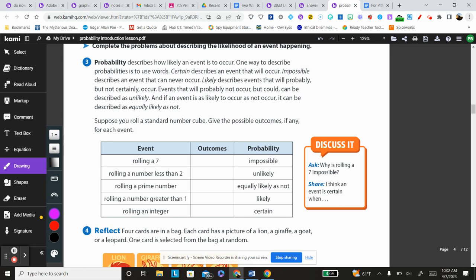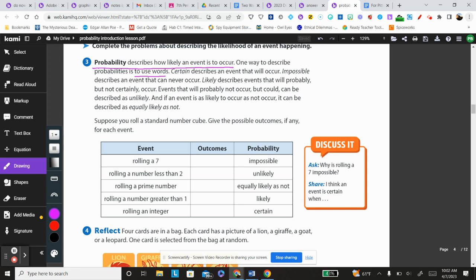All right, probability, underline this. Probability describes how likely an event is to occur. Is it likely? Is it not likely? Is it equally likely? Is it impossible? Okay, everybody with me? One way to describe probability is to use words. Next week, instead of using words, we're going to use numbers to describe probabilities, okay?